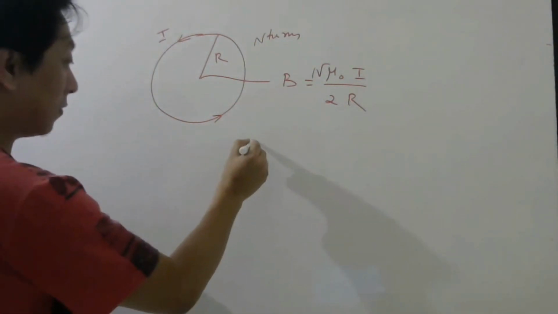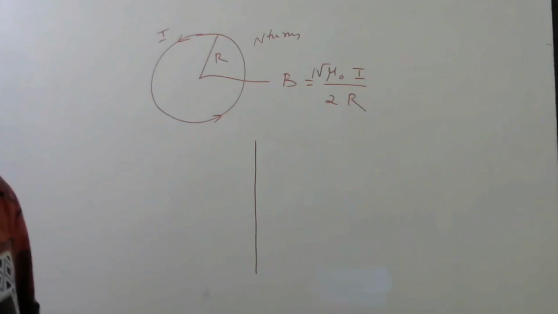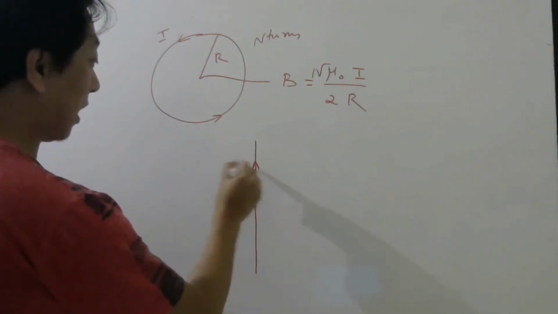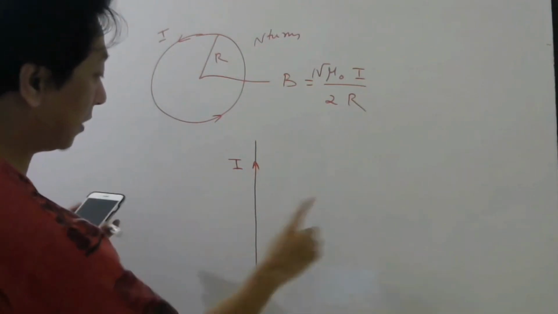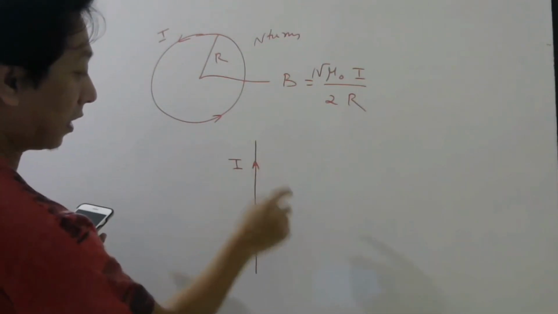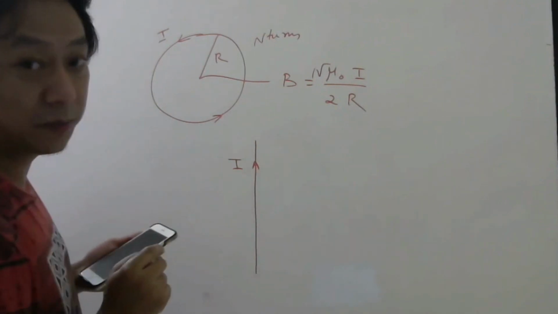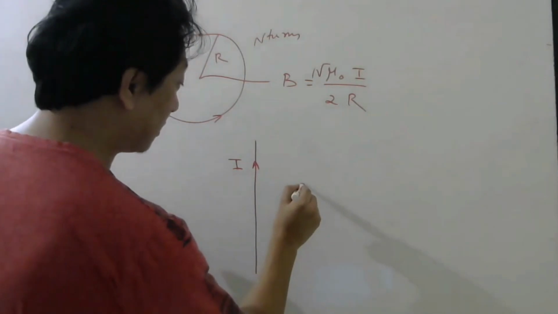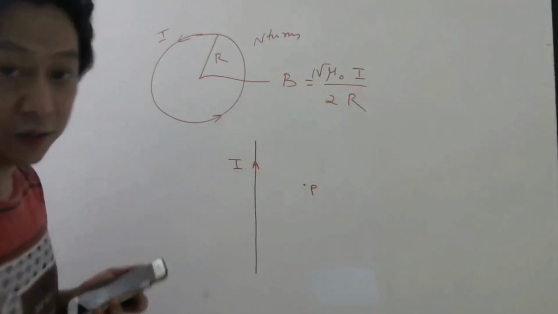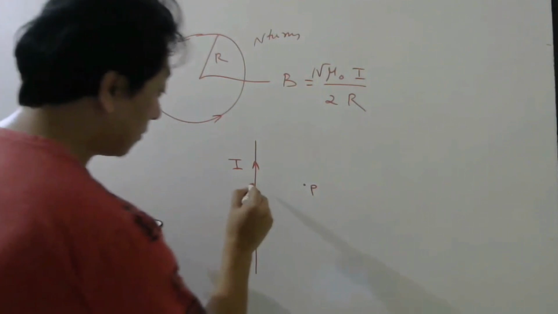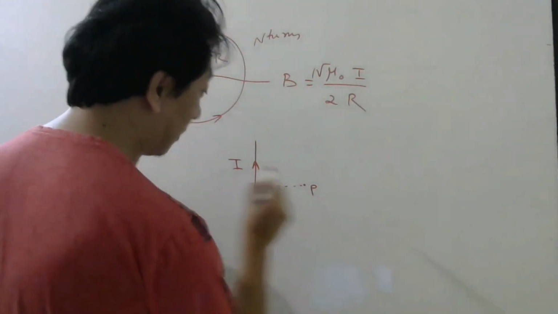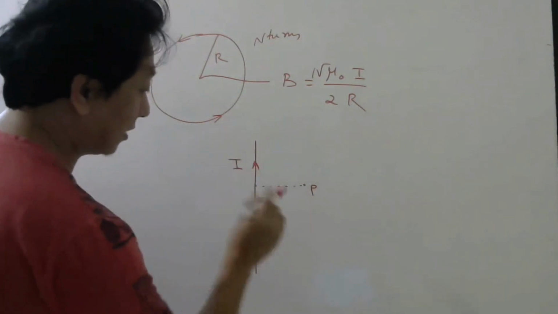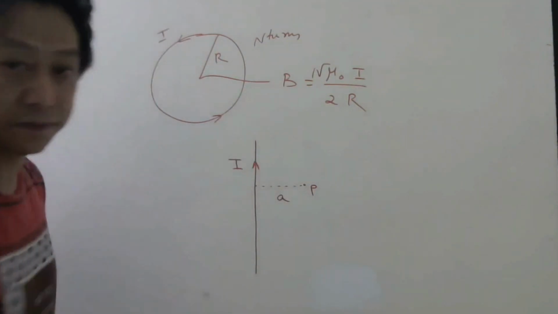Another one is, if you have a straight wire which is not infinite but finite and it carries a current I, then the direction we know will be like this. At this point it will be inside the board, here it will be outside the board. But if you want the magnitude of the magnetic field here, first you draw this perpendicular line and find this distance. Let us call this distance A.